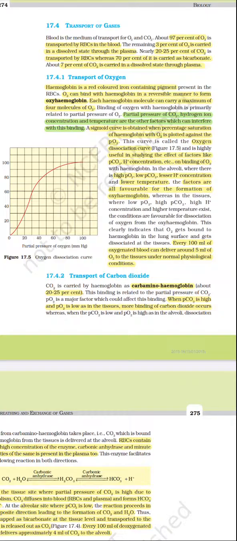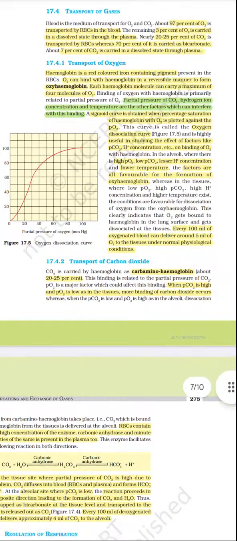Every 100 milliliter of oxygenated blood can deliver around 5 milliliter of O2 to the tissue under normal physiological conditions.